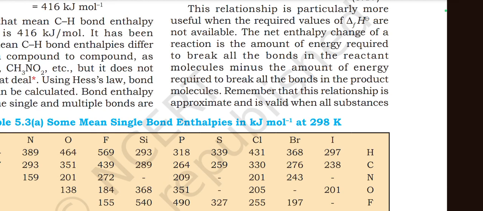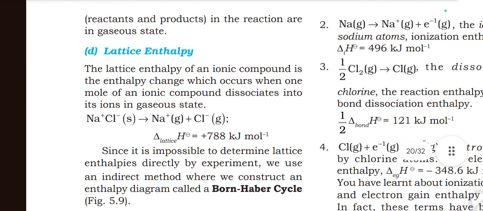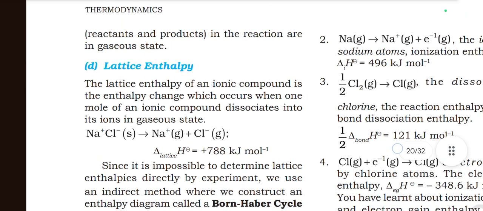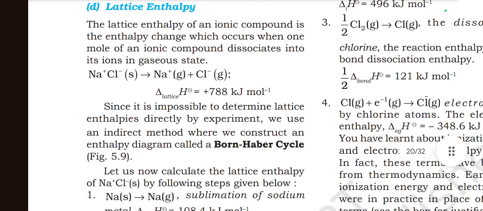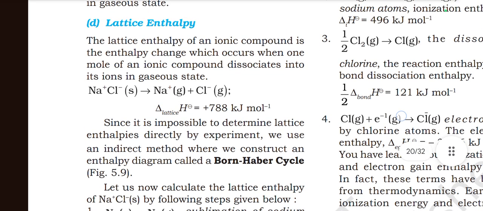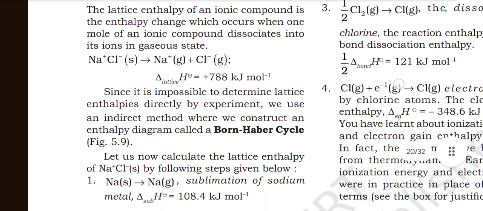The net enthalpy change of the reaction is the amount of energy required to break all the bonds in the reactant molecules minus the amount of energy required to break all the bonds in the product molecules. Remember that this relationship is approximate and valid when all the substances in the reaction are in the gas state. Lattice enthalpy. The lattice enthalpy of an ionic compound is the enthalpy change which occurs when one mole of an ionic compound dissociates into its ions in the gaseous state.